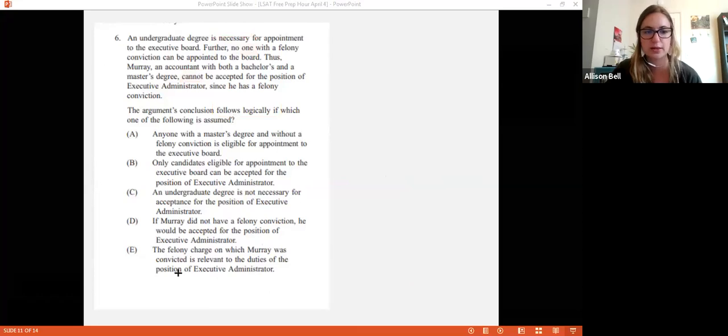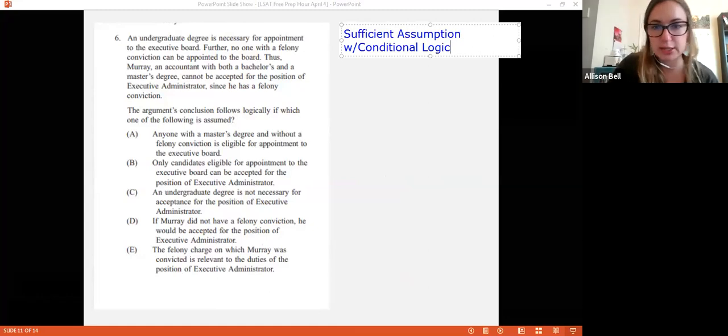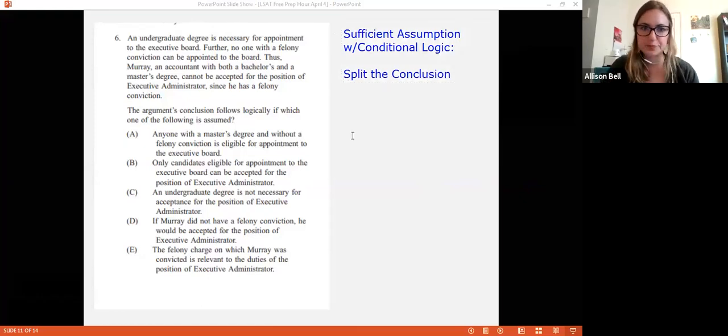So if you're working on a sufficient assumption question, and it has conditional logic, you can certainly just try to solve it by thinking it through, and that may be the best strategy for some folks. If you'd like a more formal strategy, there's a strategy called split the conclusion that you can use. What this means is you want to identify what the argument is claiming. So I look back and I see the word thus. That's usually kind of helpful.